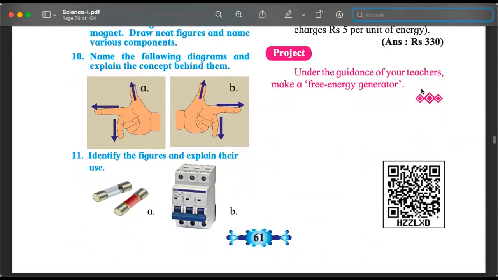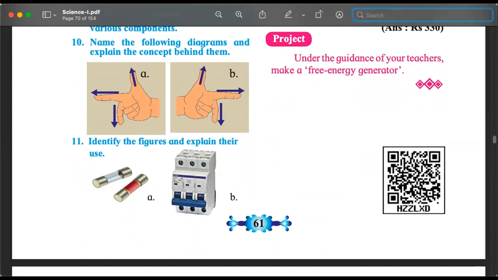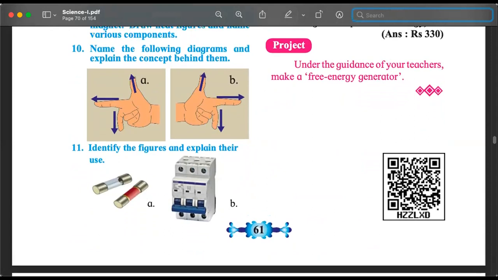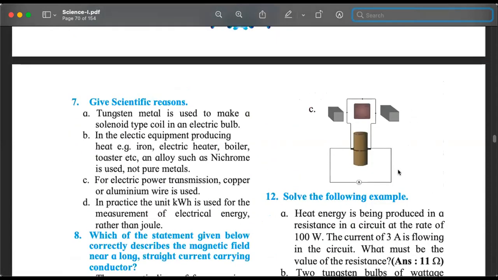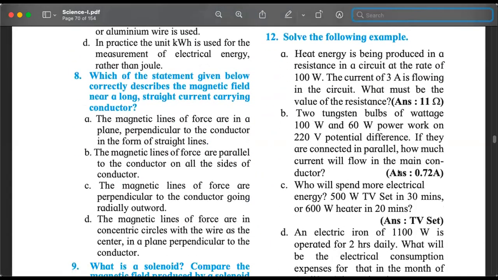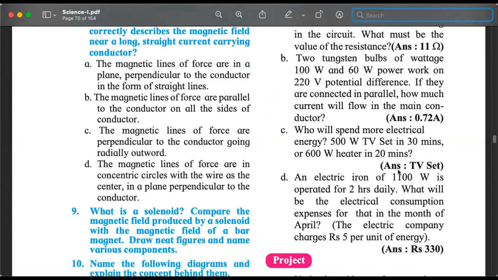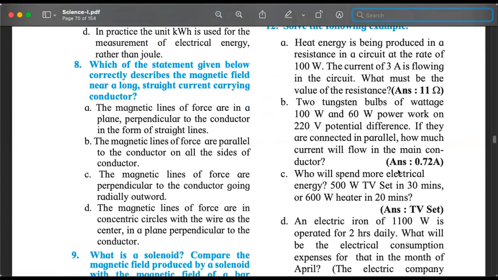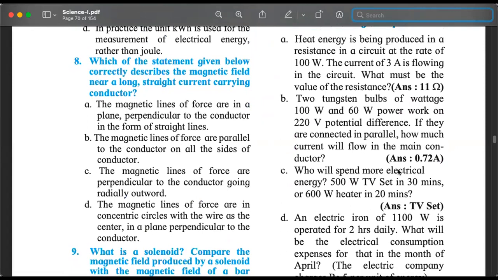Question number 10A, we studied in the last class, and this is part of today's homework, 10A. Then question number 11, A and B, we had done it already, fuse and miniature circuit breaker. 11C, you answered it in the class. The diagram is for a DC generator. Question number 12, this is where we started. We completed all the answers, and even I have given you my solutions too.